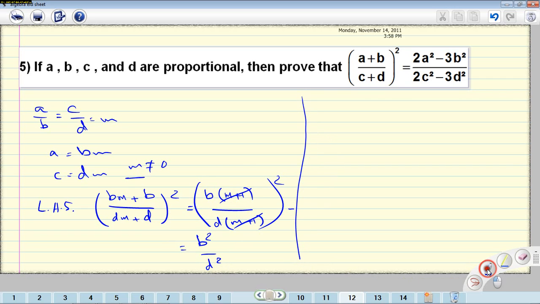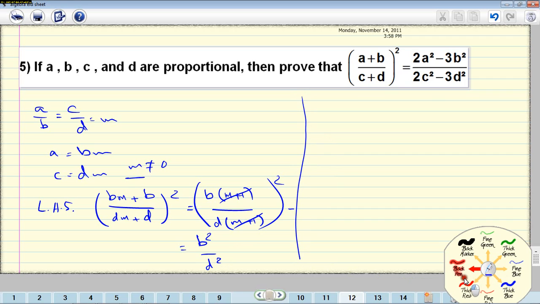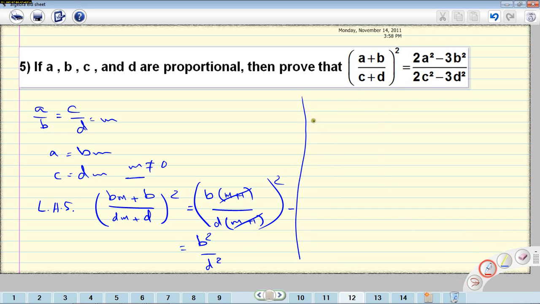Okay, for the right hand side, it's 2a to the power of 2, which is 2b to the power of 2, m to the power of 2. Please don't forget that this power of 2 is on b and m, not on b only, not on m only. It's on b and m.